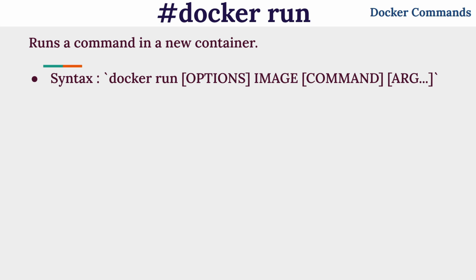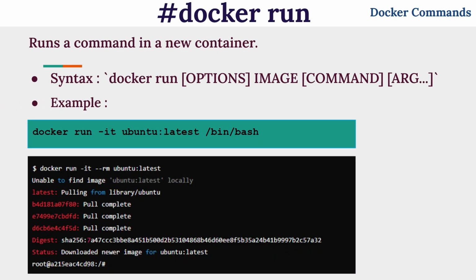Options: image, command, arg. Options: additional configurations for the container, e.g. networking, volumes. Image, the Docker image used to create the container. Command, the command to run inside the container, overrides the default CMD specified in the Dockerfile. Arg, arguments passed to the command running inside the container.